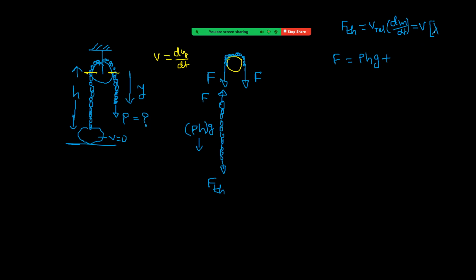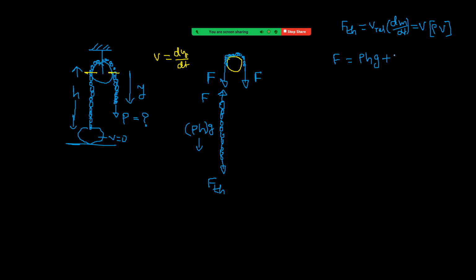This will be given by rho, it is given rho, mass per unit length. Generally we take lambda for mass per unit length, but here it is given as rho, so take rho only. It is rho into V. Check the dimensions: rho is mass per unit length, into velocity, length by time. So this is now mass per unit time, dm by dt.